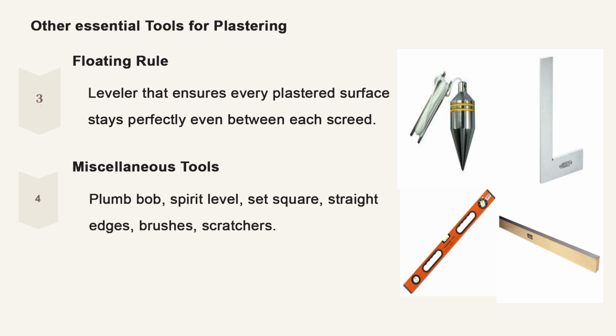It is essential for maintaining consistency across the job. Finally, there are some miscellaneous tools also. From the plumb bob to the spirit level, set square, straight edges, brushes and scratchers, each tool plays a unique role in perfecting your plaster work. They ensure your walls are straight, corners sharp and textures just right, making a perfect partner in the craftsmanship.